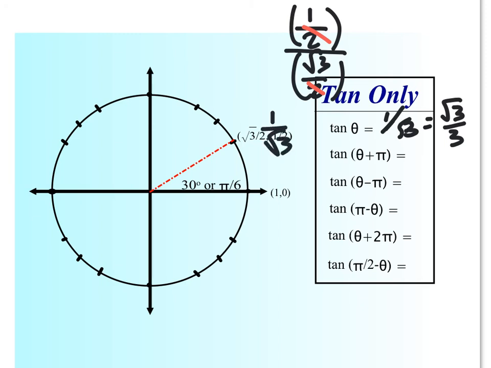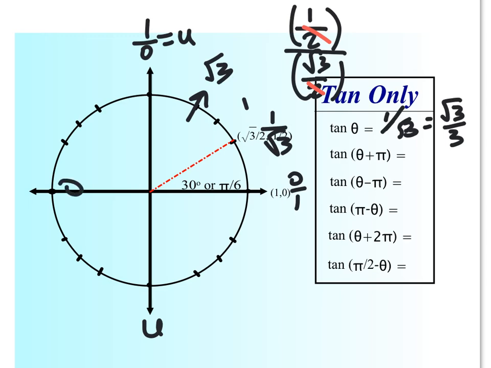Here I'm going to have the reciprocal of that because I'd just be flipping the x and the y's. So here I'd have root 3. Here I'd have 1. There's only 2 more values you actually have to remember. Y over x here is 0 over 1, which is 0. Y over x here is 1 over 0, which is undefined. So you're going to have undefined tangents here and here. You're going to have zeros at 0 and pi and anything coterminal.